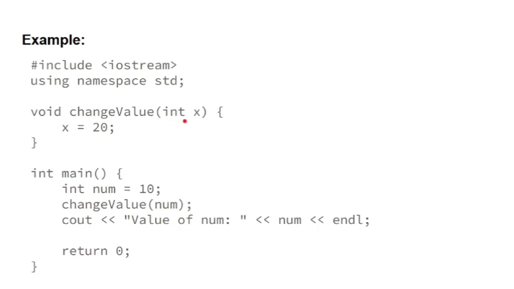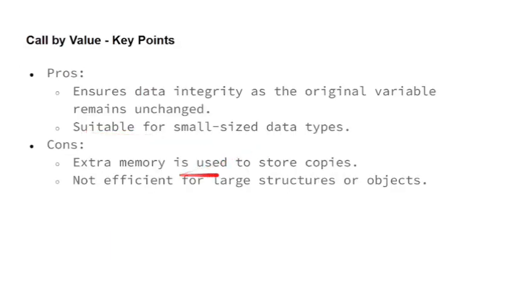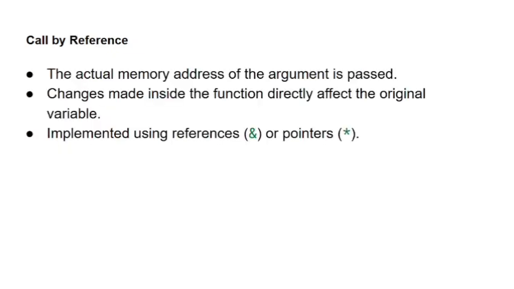It made a copy of this variable, that is x, and the x value 20 will be changed. It will copy the variables, which increases the size of memory, and it's not efficient for large structures. If you're using a large structure object, it will not be efficient, because it consumes a lot of memory, and due to that consumption, it makes it the worst case.